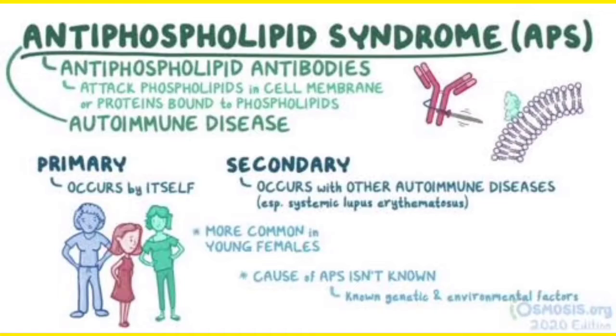Now this antiphospholipid syndrome, or APS, can be of two types. One is primary, another is secondary. Primary occurs by itself, and secondary occurs with other autoimmune diseases. You can understand, it can occur along with SLE, systemic lupus erythematosus. This is more common in young females. Always remember, it is more common in young females. Another point is that the cause of APS isn't known. We don't know the cause, but generally it is thought that genetic and environmental factors can cause APS.